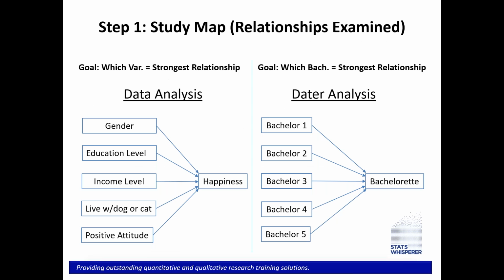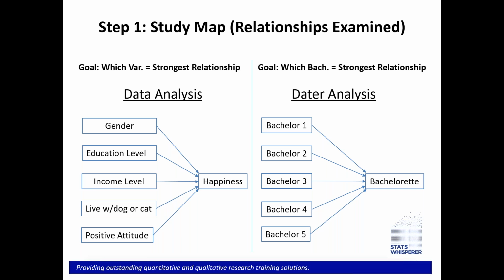So here we have an actual illustration of the study map, step 1 in the quantitative analysis process. On the left, we have mapped out what variables we're looking at. So we are looking at if gender, an explanatory variable, is related to happiness. Is education related to happiness? Income? Is living with a dog or a cat related to happiness and positive attitude? So our question is this: which are significantly related to happiness? And of the significant ones, which is the strongest predictor of happiness?